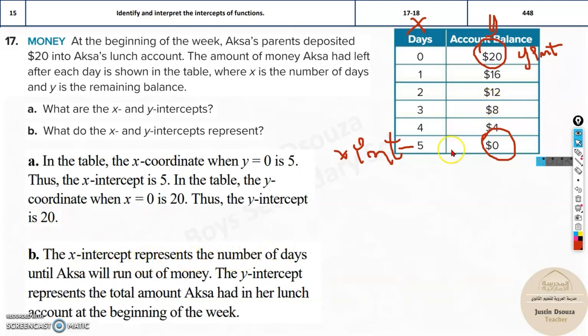And what does it mean? The X-intercept represents the number of days until Aksa will run out of money. X-intercept means Y is 0, right? So you can understand this is the day she will be running out of lunch money. The Y-intercept is basically the beginning of the week when she had full money. So these are the intercept values. The X-intercept is 5 when y is 0, and the y-intercept is 20.